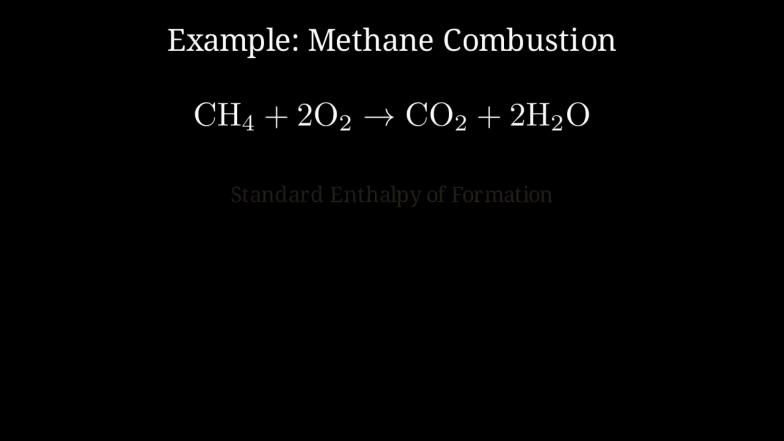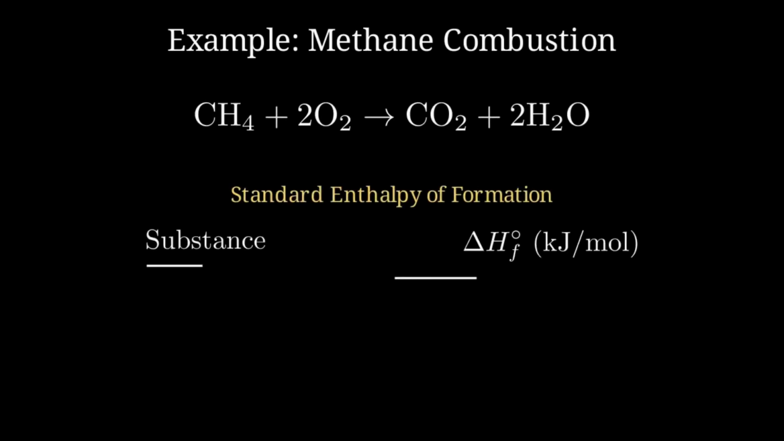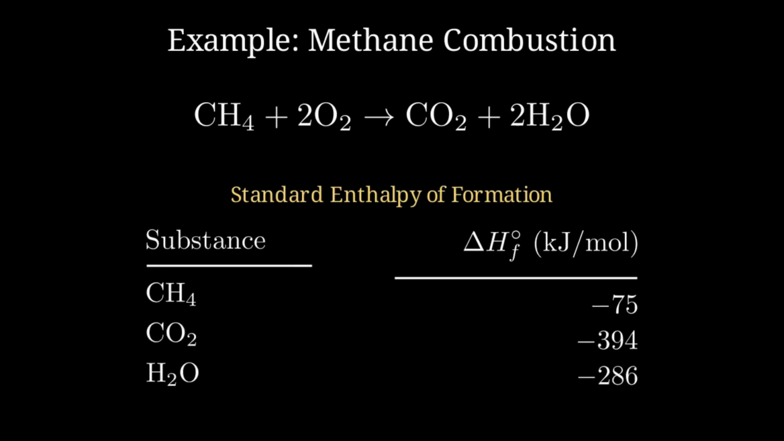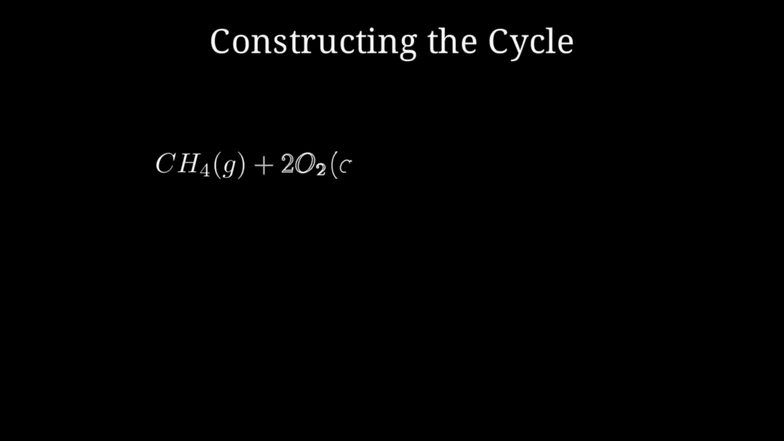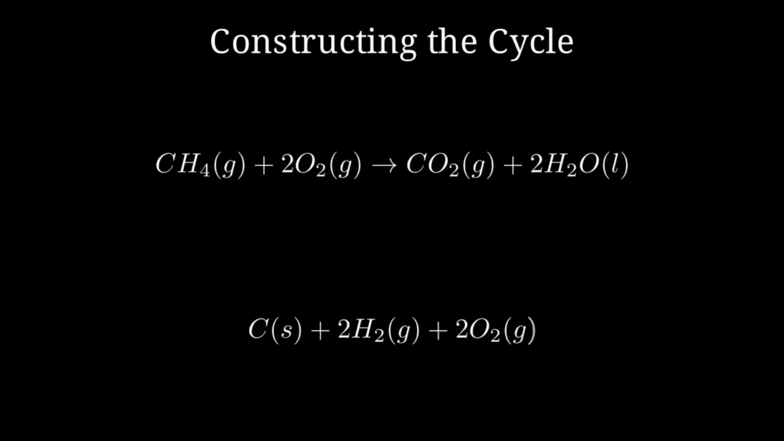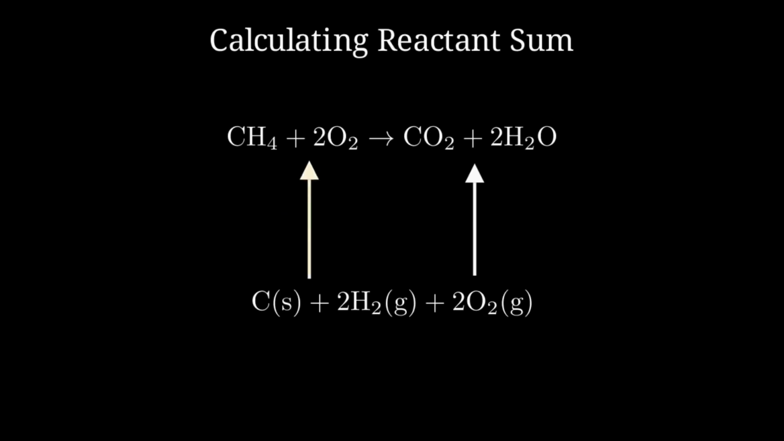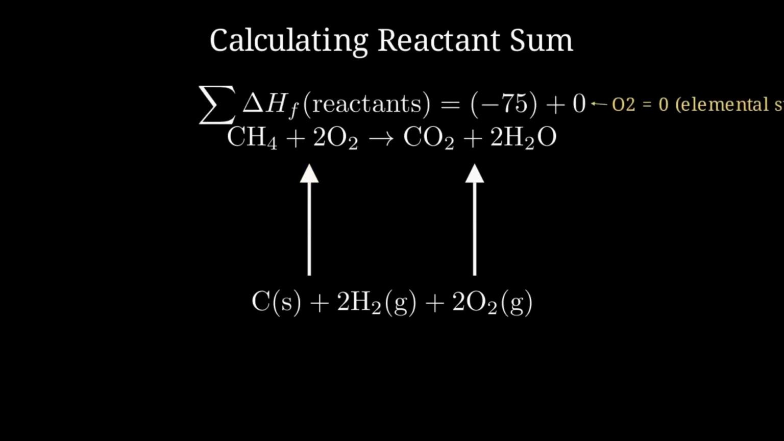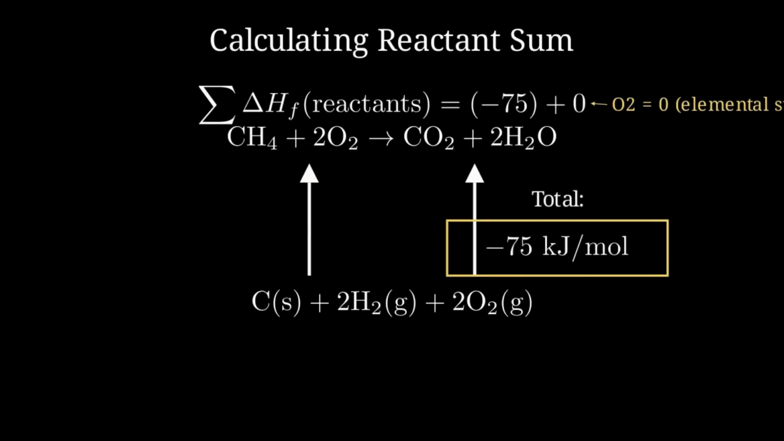We start by identifying the standard enthalpy of formation for each reactant and product involved in the chemical equation. We construct our cycle by placing the constituent elements at the bottom. The arrows represent the formation of methane on the left and the formation of carbon dioxide and water on the right. First, we sum the enthalpies of formation for the reactants. Note that the enthalpy of formation for pure elements like oxygen is always 0, so our reactant total is simply negative 75 kilojoules per mole.